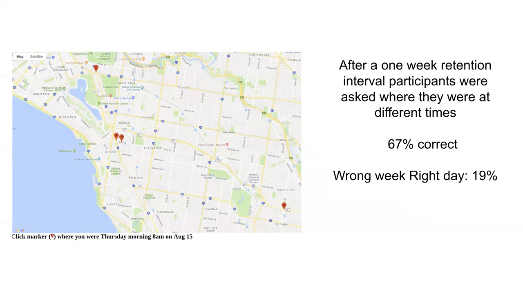They were correct 67% of the time, which of course means they're incorrect about a third of the time, and just lends further credence to the idea that people are not perfect by any stretch of the imagination in making these kinds of decisions. If we look at when they gave the wrong week but the right day, we find that happened about 19% of the time. And so that's the error that Cotton made. In fact, that's well above chance and suggests that that's a likely error that we should be on guard for.